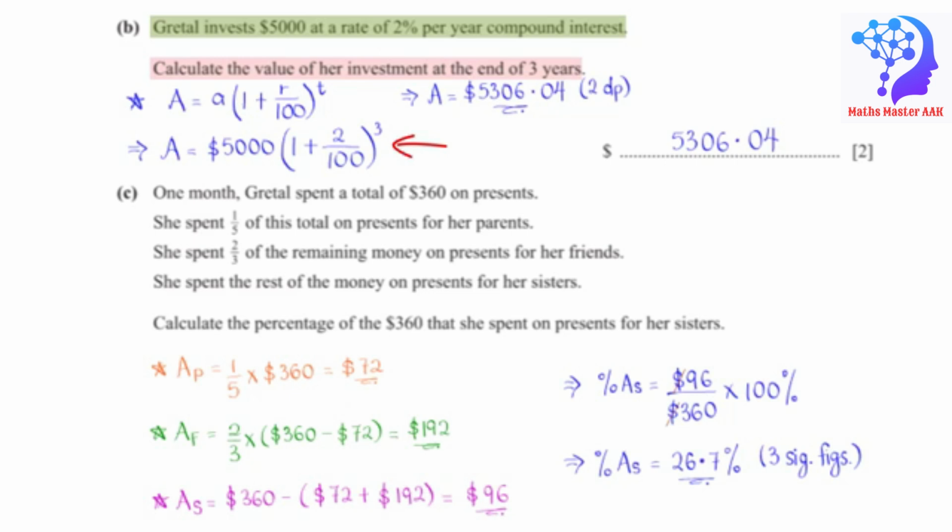So when we type this into the calculator, we have $5,306.04 correct to 2 decimal places.